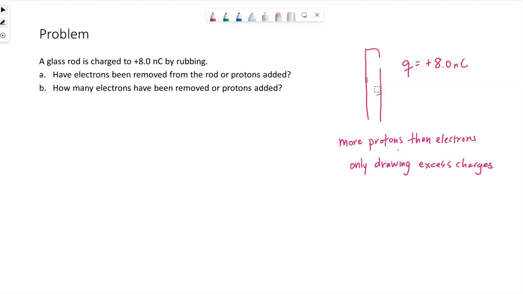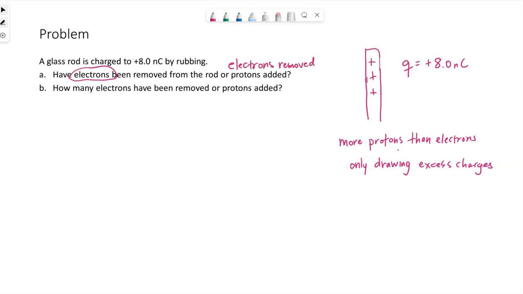So going back to just my positive charges. Electrons are the only fundamental charge that can move. Protons are in the nucleus of the atoms, and they are too tightly bound to the nucleus to be removed by rubbing. Particle accelerators are required to break apart a nucleus of an atom. So the answer to A is electrons have been removed.